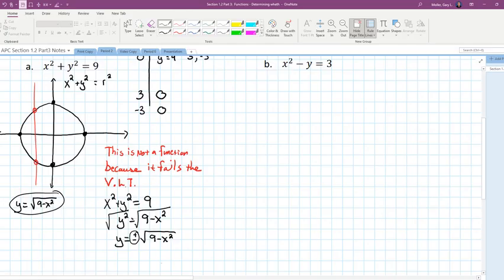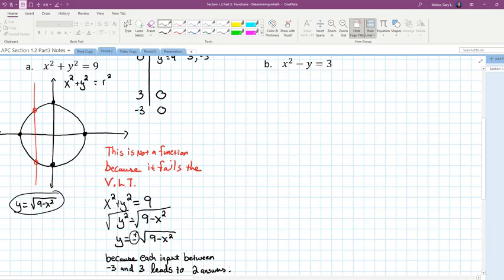this is not a function because each input, and maybe be specific, between -3 and 3, leads to two answers. Something like that. I'm not saying it has to be word for word what I've done, but again, what I'm trying to model for you is if you're asked a question, answer the question.